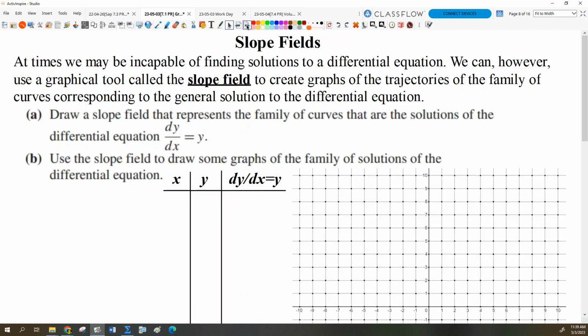So, new topic, kind of just a fun topic. It's not really, there's not a lot of math involved in this. It's more of a visual representation. Slope fields. So, slope fields are useful for a couple reasons.